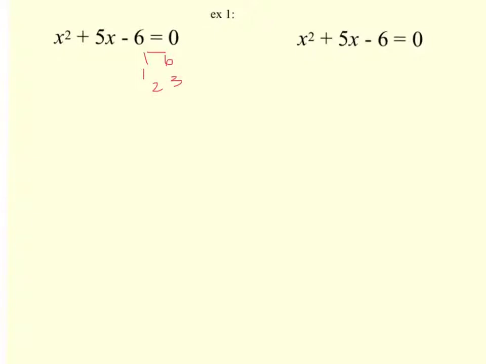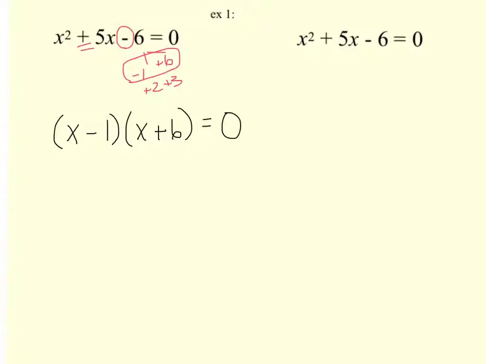Because both 1 and 6 and 2 and 3 can create a 5, I'm going to need to test out the signs. I'm creating a positive 5. That would be positive 6 and negative 1, or both positive 2 and positive 3. Because this is negative, I know that one of the signs had to be negative, so it's got to be that first set. And so this factors to x minus 1 times x plus 6, and don't forget the equals 0. On this particular one, my factors are x minus 1 and x plus 6.